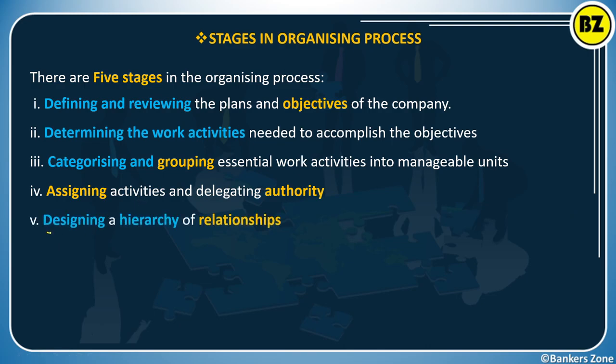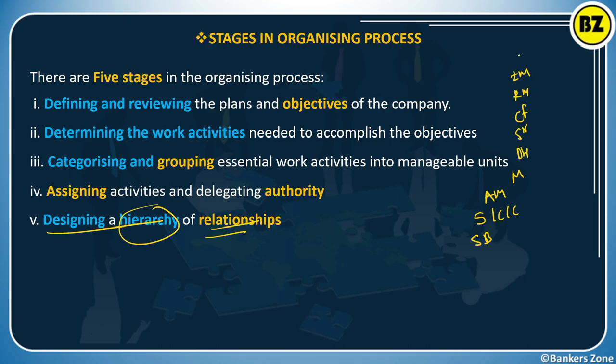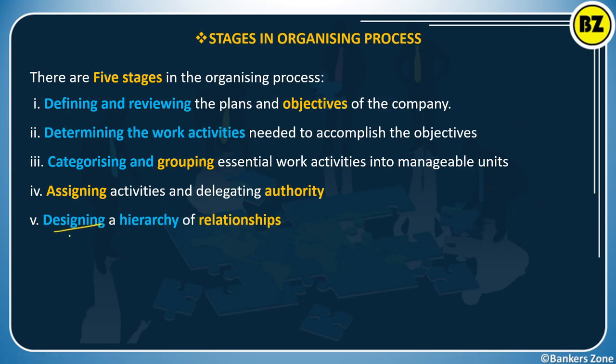Next is designing a hierarchy of relationship. There must be a hierarchy. For example, in the bank itself we have the sub staff, the staff, the clerks, the cashiers, then the assistant manager, manager, the branch head, then senior manager, chief manager, then the regional manager, the zonal manager, then executive director, MD, CEO. So this is the hierarchy in the bank. Designing the hierarchy of relationship is the fifth stage in the organizing process.